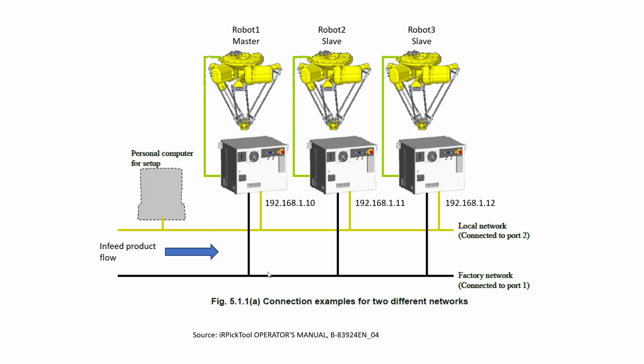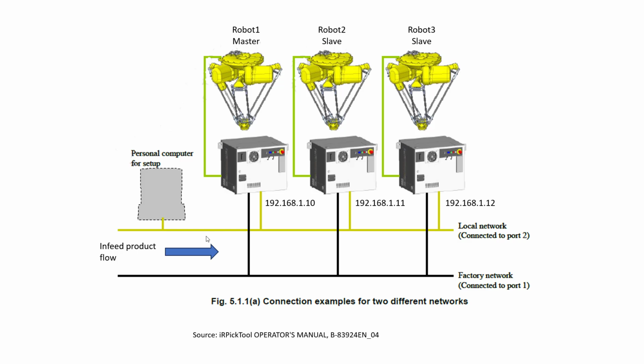We're going to have an Ethernet network on port number 1, where you're going to have the plant network, the PLC, etc. connected to this network. We're going to have another Ethernet network on port number 2. This is going to be an isolated network only for the robot controllers.